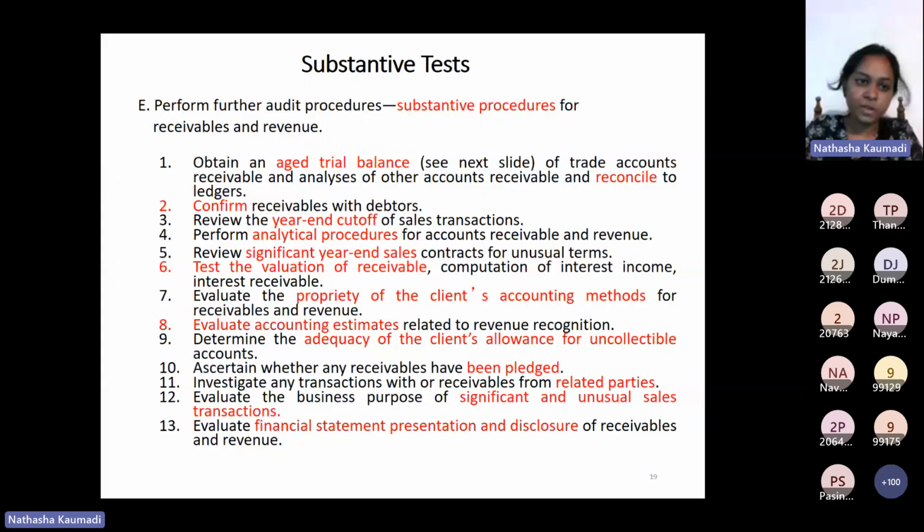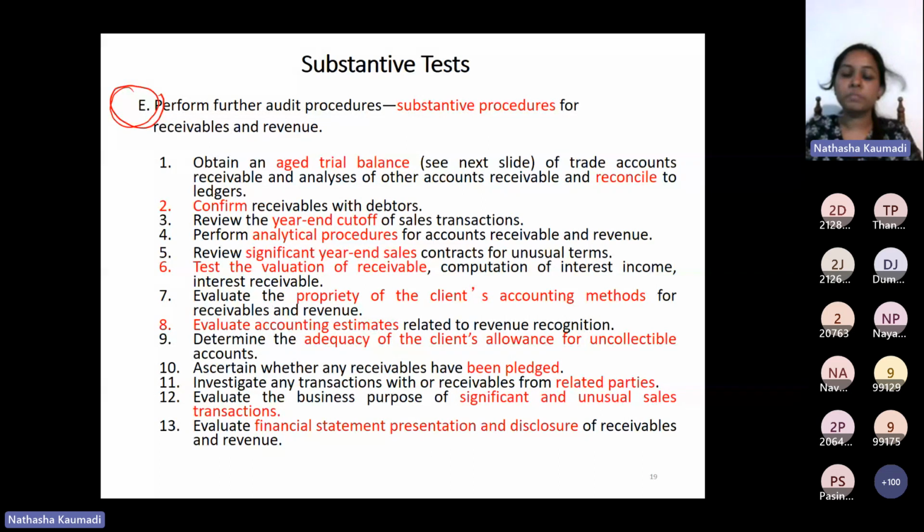Now we are in step E. We have covered A. We took an understanding about the environment and we got to know about the inherent risk. B. We understood the internal controls and assessed the control risk. Part C. We assessed the risk of material misstatements and designed the audit procedures. That is C.